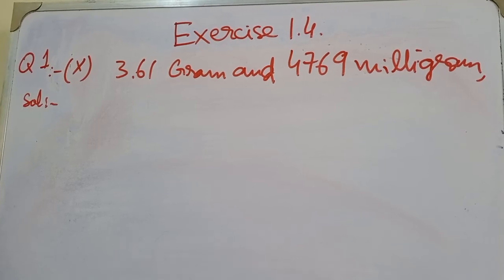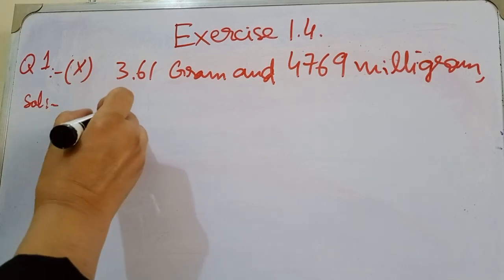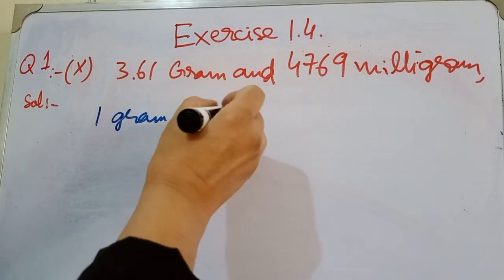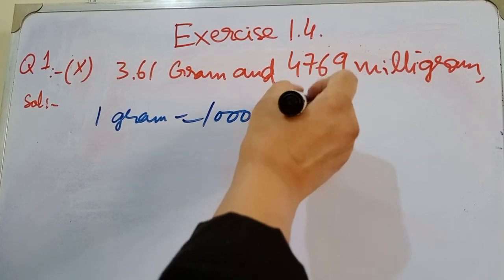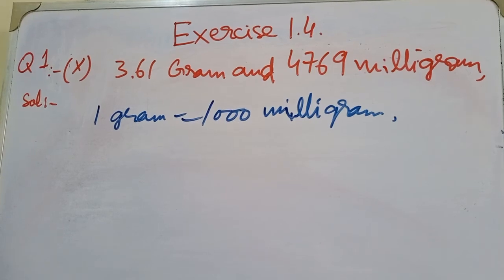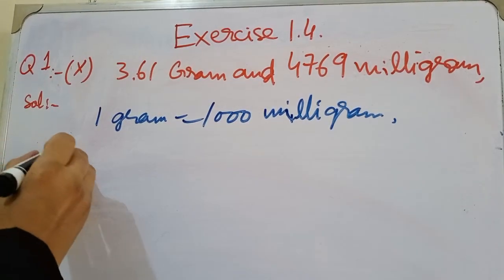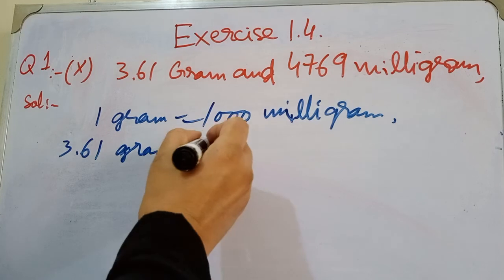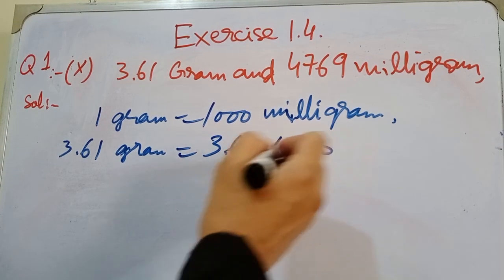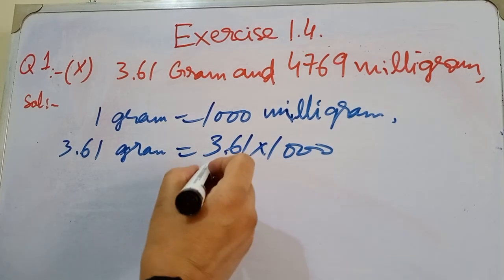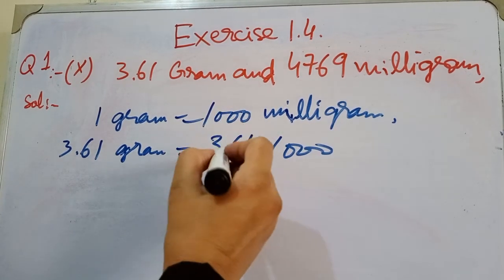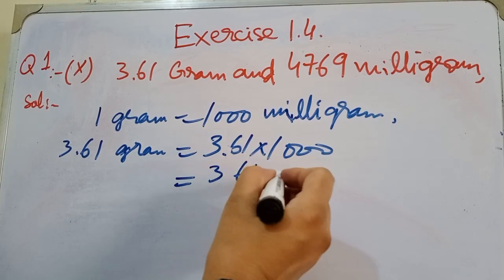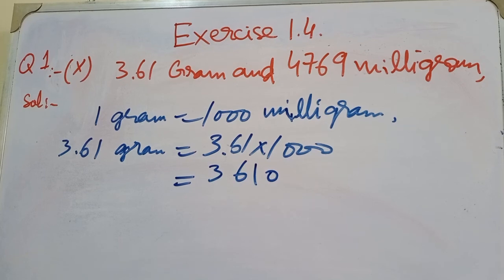10th part of question number 1. We have 3.61 grams and 4769 milligrams. First, we convert this gram into milligrams. We know that 1 gram is equal to 1000 milligrams. We multiply 3.61 by 1000 on both sides, and we have 3610 milligrams.